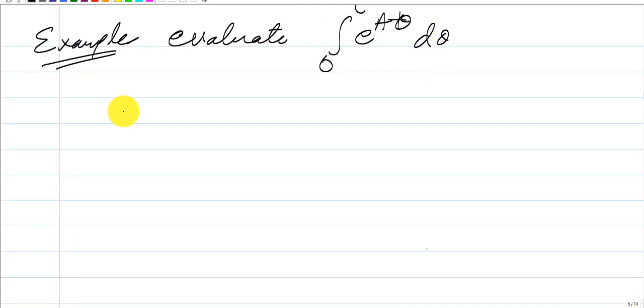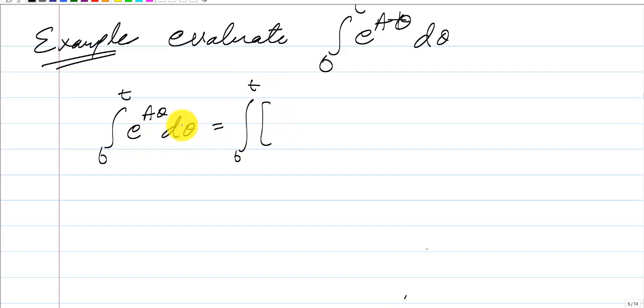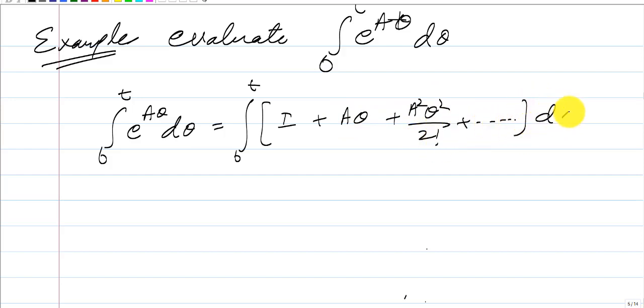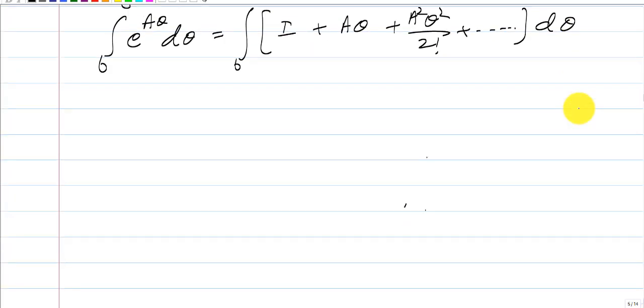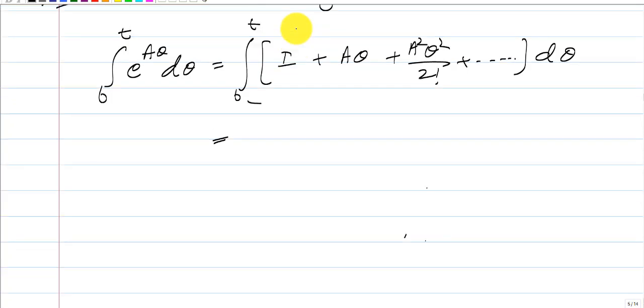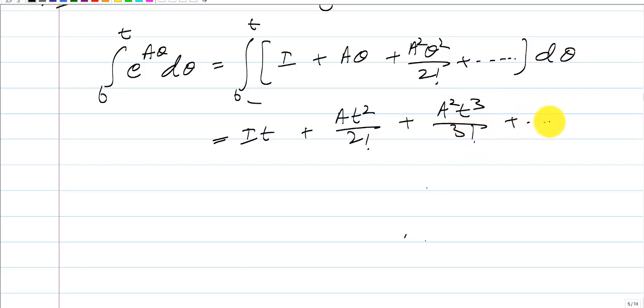Now we just have to integrate it, so its solution will be simply the integral from 0 to t of e raised to power A theta d theta. We can write this in terms of the series: identity matrix I, plus A theta, plus A square theta square by 2 factorial, plus so on, d theta. Integrating each term separately, this will be simply I, and integrating from 0 to t, it will be I theta, that will be t minus 0, so it will simply be I t. Similarly, that will be A t square by 2 factorial, and similarly A square t cube by 3 factorial, and so on.